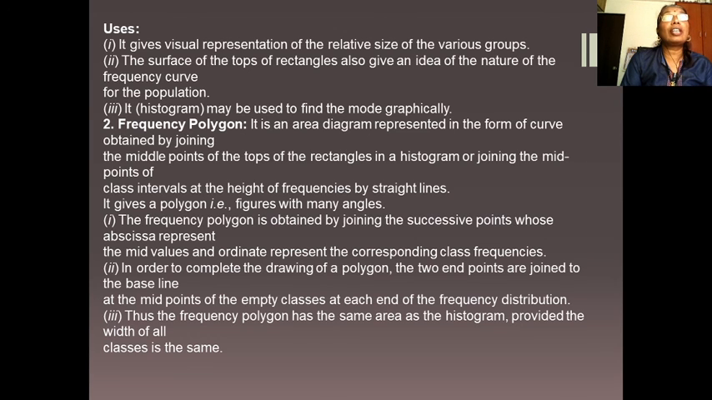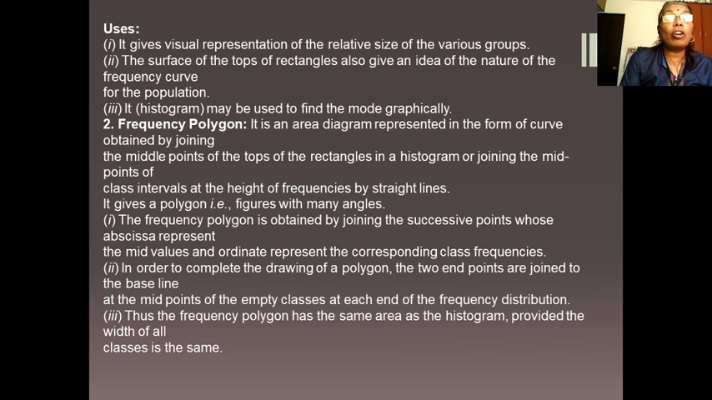Then we turn towards the next, the frequency polygon. It is an area diagram represented in the form of a curve, which is obtained by joining the middle points of the tops of the rectangles in a histogram, or by joining the midpoints of class intervals at the height of the frequencies by straight lines. It gives a polygon, that is, a figure with many angles.